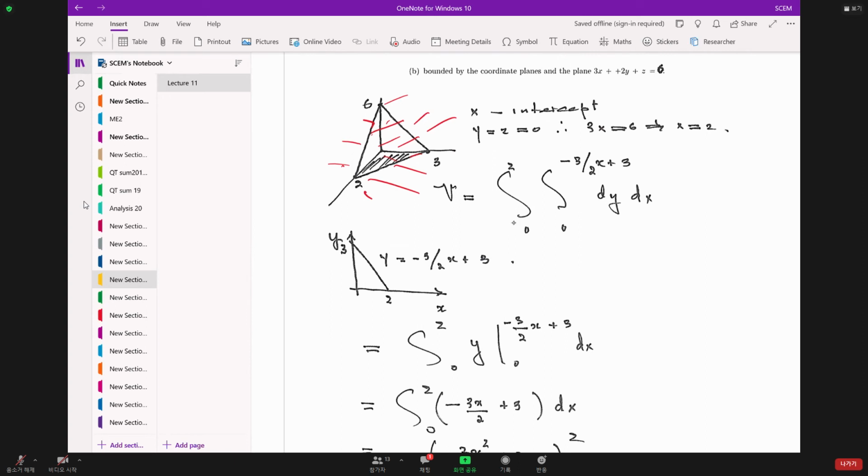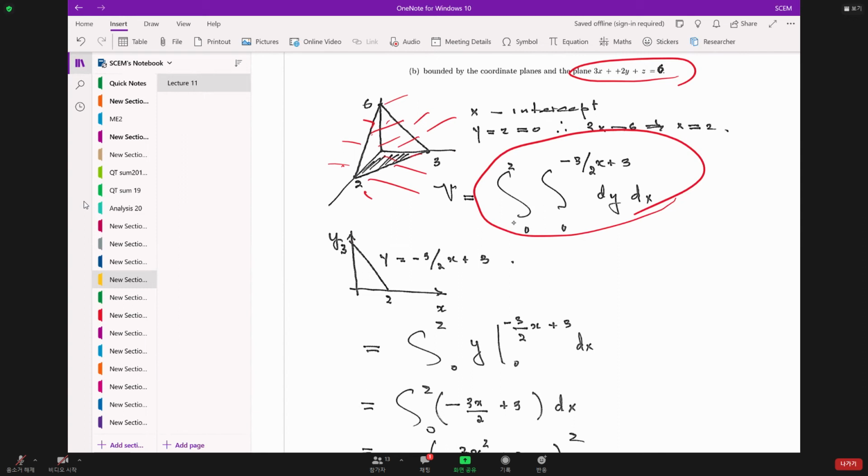Now someone asked me, so your x-intercept is when y equals z equals 0, so x equals 2. Your y-intercept is when x is 0, z is 0, you get your y-intercept, which is 3. And your z-intercept is when x is 0, y is 0, z is 6. So now you have to find the volume of this. To find the volume, you just integrate this, 0 to 2, 0 to minus 3 by 2.